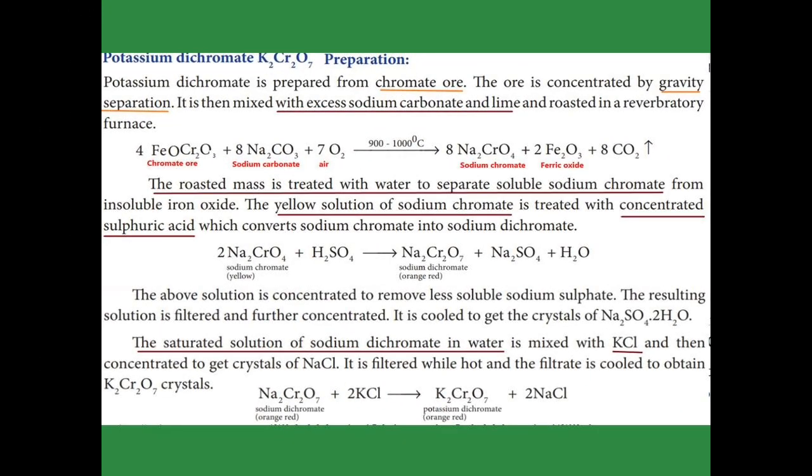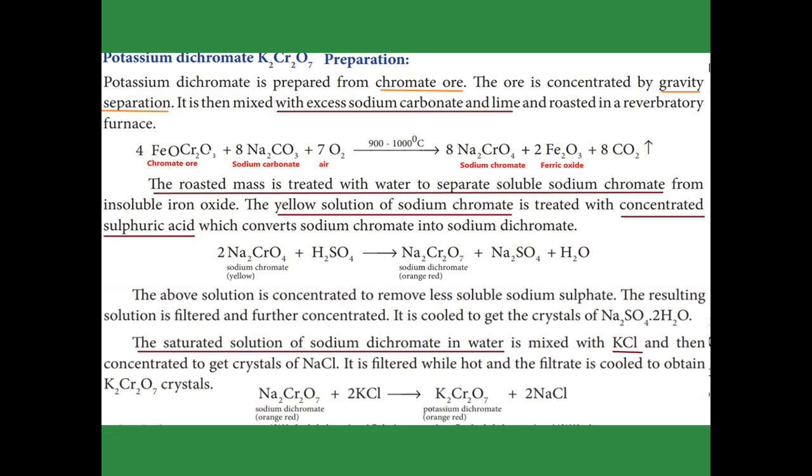One of the important compounds of transition elements is potassium dichromate, formula K2Cr2O7. It is prepared from chromite ore, formula FeO.Cr2O3, that is ferrous oxide and chromic oxide. It is an oxide ore, so the concentration method we follow here is gravity separation. The next step, the chromite ore is mixed with excess sodium carbonate and lime, and it is roasted in excess air at 900 to 1000 degrees Celsius in a reverberatory furnace.